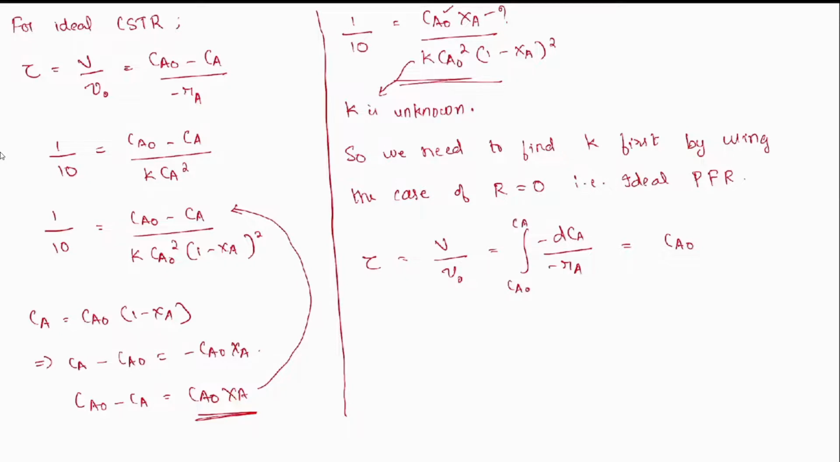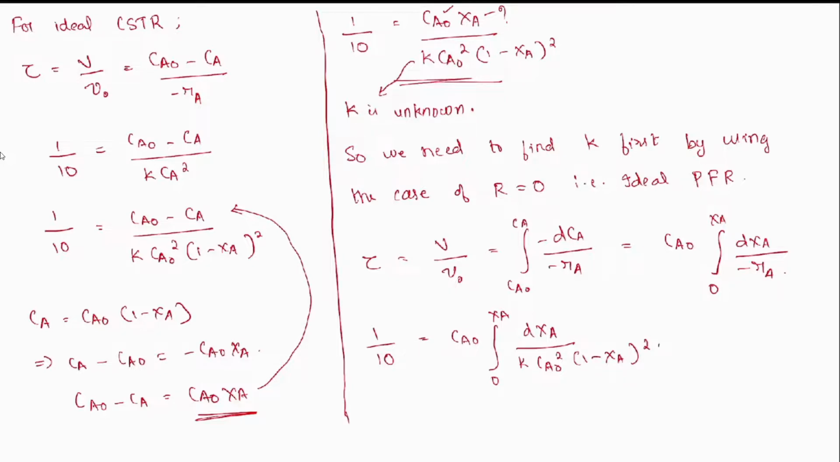Or we can even write this as Ca0 into integral 0 to Xa, dxa by minus Ra. So V and nu 0 is given as 1 and 10. So 1 by 10 will be Ca0 into integral 0 to Xa, and Xa is also given for us, which is 50%. And just write the equation integral as dxa by minus Ra, and the minus Ra is K Ca0 square into 1 minus Xa the whole square.